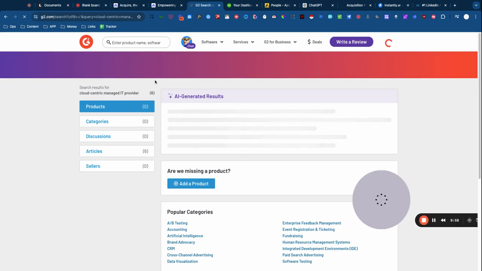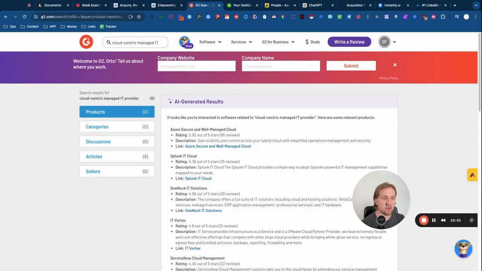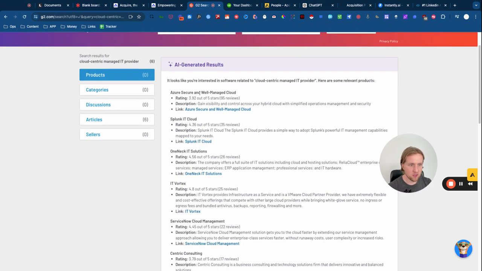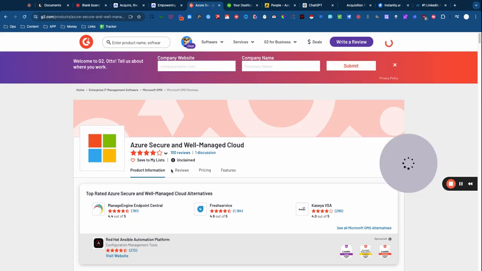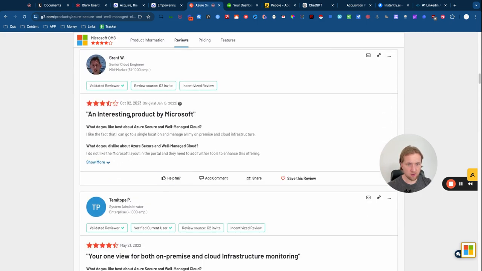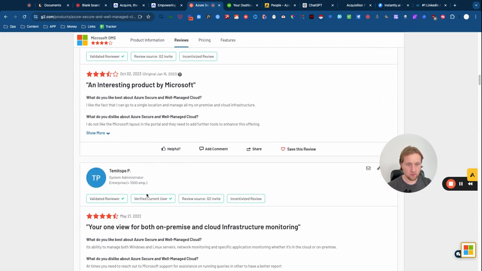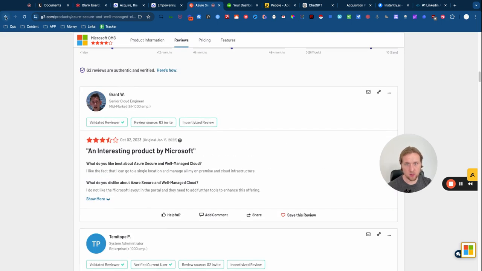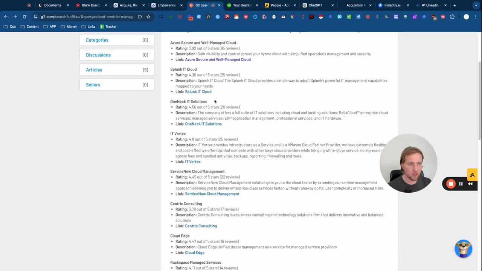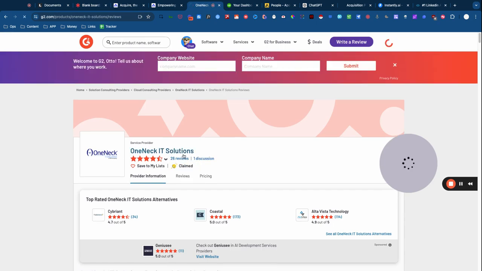And I do a quick search on G2 to see what competitors actually exist first, and then I go through their reviews. Okay, so let's just take this Azure Secure Well Managed Cloud, 95 reviews. We'll click that one, which will take us through to this individual page. I will go to their reviews and have a good look through what their pros and cons are. Okay, so this is a Microsoft company. We should probably choose another one here. Let's have a look. OneNeck IT Solutions, a smaller company. All right, so I go to their reviews.